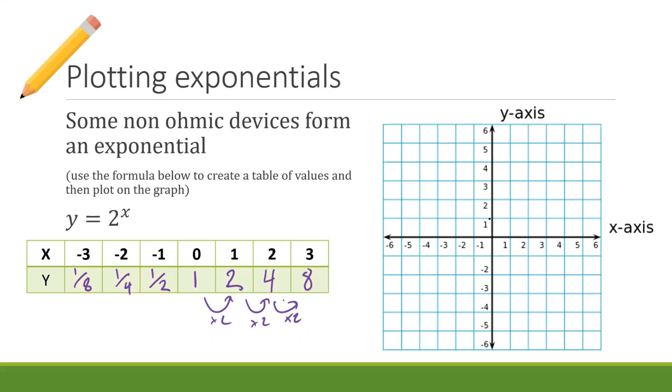So therefore, if I was to plot this on the graph, I would start with 0 being 1, 1 would be 2, 2 would be 4, and then 3 wouldn't fit on the axis anymore. If I went down, I go from 1 to a half, to a quarter, to an eighth. And so therefore my graph is going to look like this. Yeah, a little bit better. Thank you, Jason.